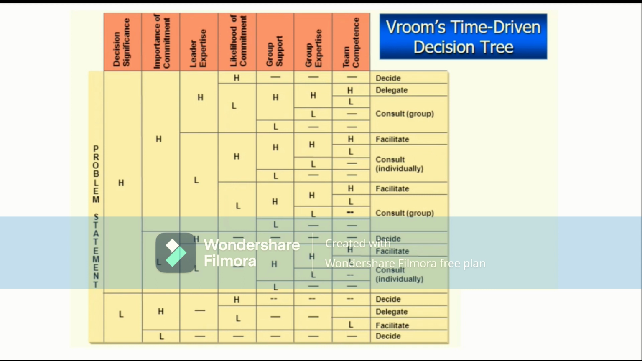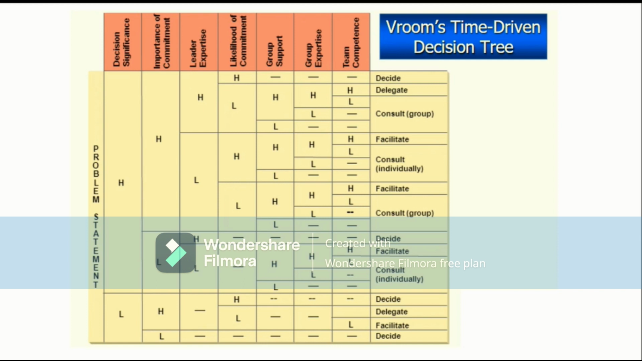As you can see, the problem statements are: first, decision significance, then importance of commitment, then leader expertise, likelihood of commitment, group support, group expertise, and team competence. And vertically, you can decide, delegate, facilitate, consult. These are the options. If the decision significance is high, the importance of commitment is also high, the leader expertise is high, and the likelihood of commitment is high, then the leader will decide.